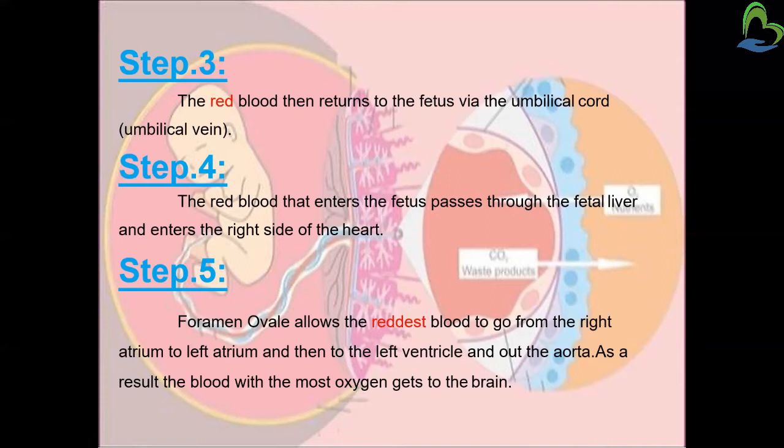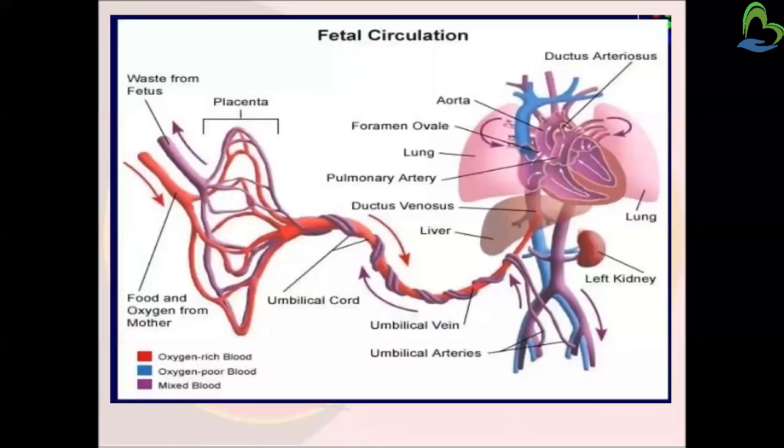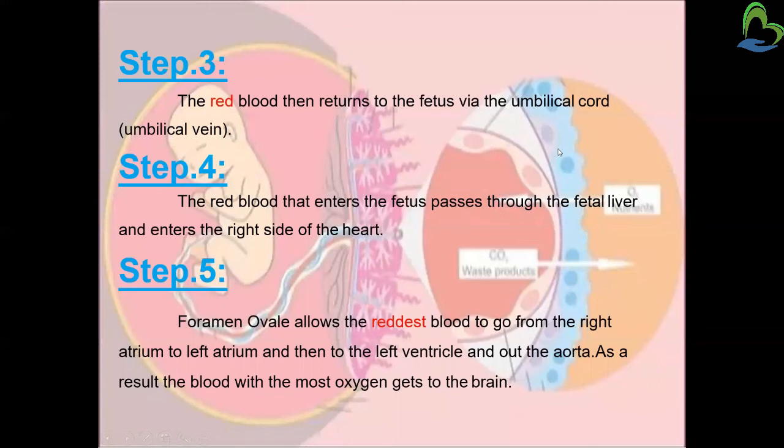In step 4, the red blood that enters into the fetus passes through the fetal liver and enters into the right side of the heart. Our heart system has four chambers, but in the fetus these five structures are included for the fetal circulation. So see, from the umbilical vein the blood enters into the liver, and from the liver it goes into the right side of the heart. This is step 4.